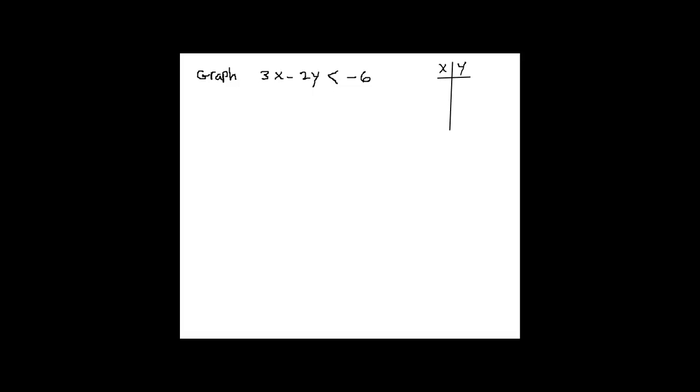X and Y. Alright, let's find the X and Y intercept. If X is equal to 0, what is Y, anyone? If X is equal to 0, you substitute 0 for each X. What do we get for Y? Anyone?